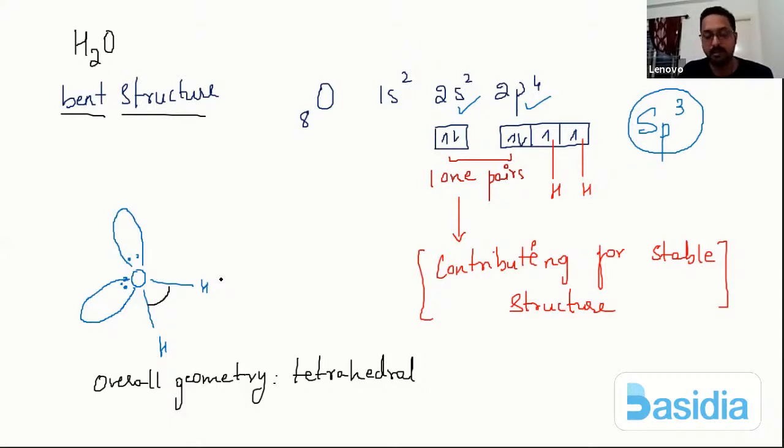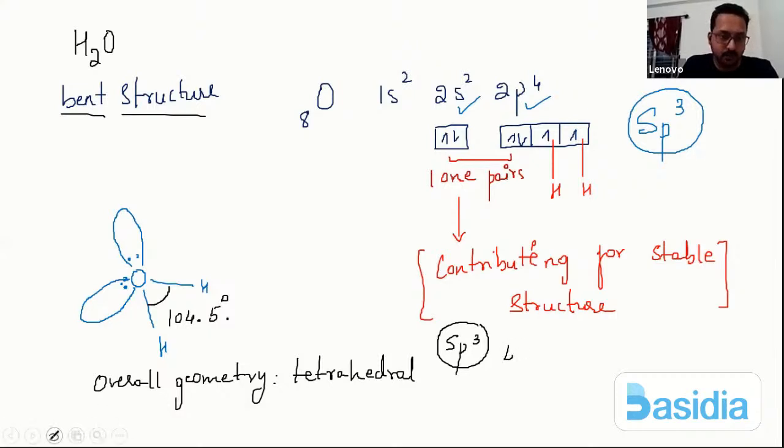The bond angle in the H2O molecule: we have come across methane, where the bond angle was 109.5 degrees. We have come across ammonia, 107, and here the bond angle is going to be 104.5 degrees.